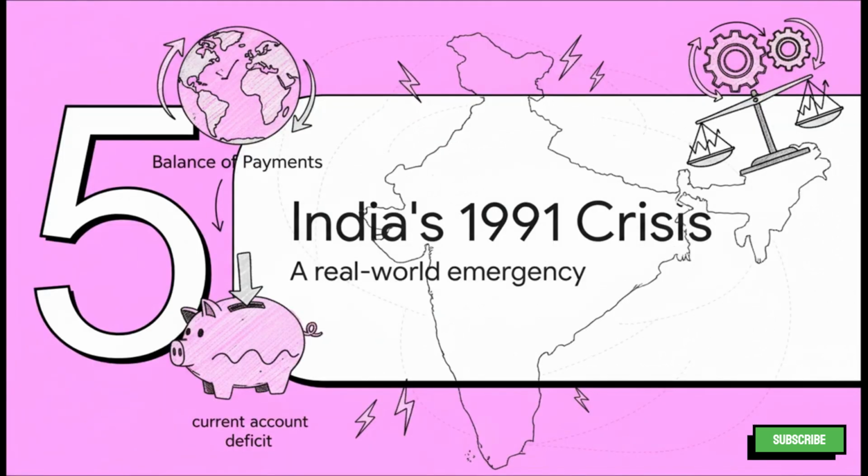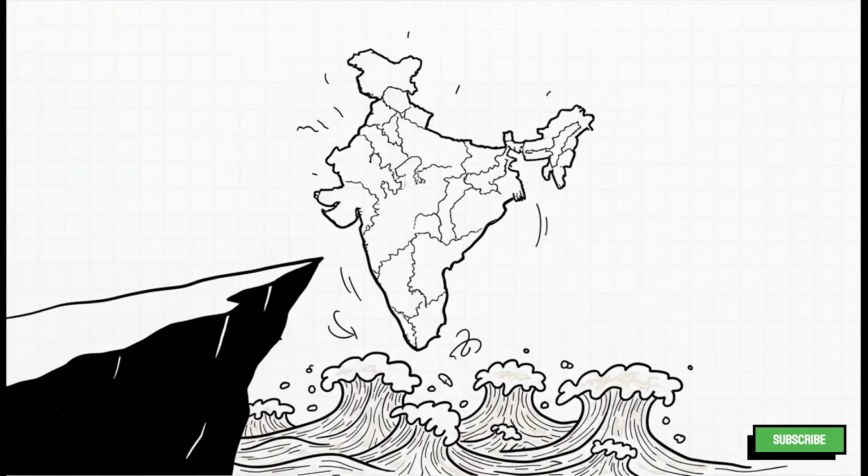And now, for the main event. Let's see how all these concepts we've just discussed, the balance of payments, the current account deficit, the exchange rate, all came crashing together in a real-world economic emergency that literally changed the course of India's history. We are, of course, talking about the 1991 balance of payments crisis. This was a moment when India was standing on the edge of a cliff, about to default on its international payments. It was, without a doubt, a major turning point for our entire economy.